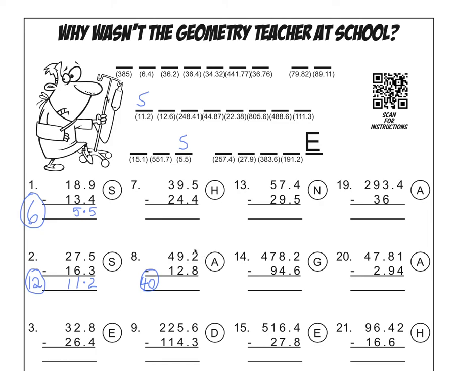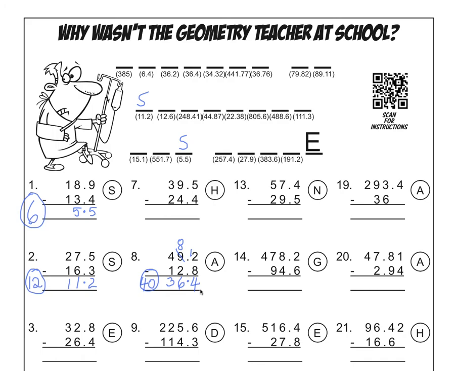Now, for the takeaway. 2/10 take away 8/10. We don't have enough tenths to take away 8/10, so we will borrow 10/10 from the ones column, which gives us 12/10, and that will leave us with 8 ones. 12/10 take away 8/10 is 4/10. 8 ones take away 2 ones is 6 ones. And 4 tens take away 1 ten is 3 tens.